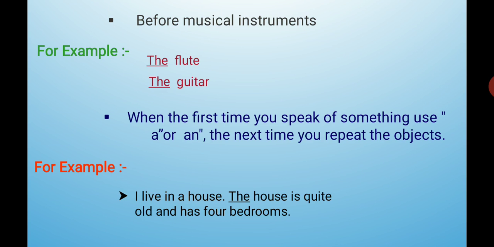I will give you one more example. I have a pen. I have introduced that I have a pen, only one pen is there, so I use a, right? The pen is blue. So in the second sentence I am talking about the pen which I had, so I have written the instead of a. So you have to remember this rule. It is a very important rule.